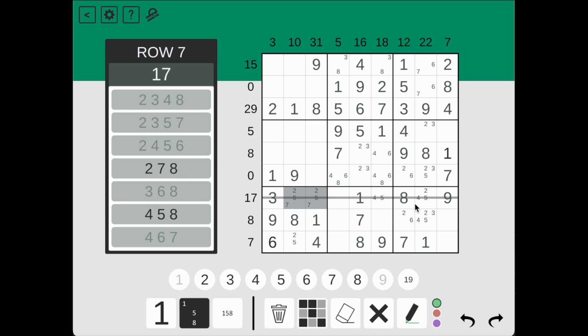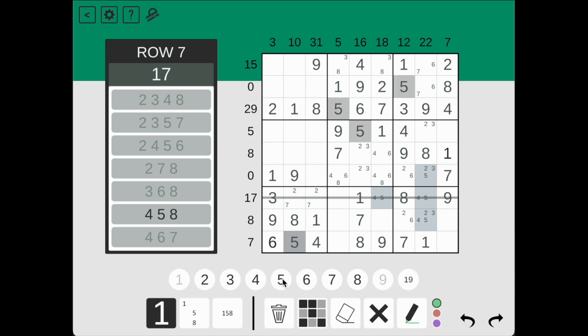So in this row it's not the 2, 7, 8. It's the 4, 5, 8. So let's get rid of this 2. And these can't be a 5 then. So this is a 5. So in this row, 1, 2, 3, 4, 5. I do not have a 6. Put in a 6. Okay, 3.